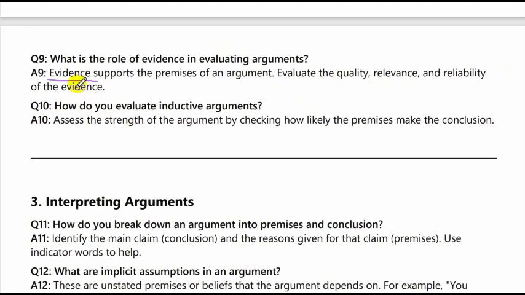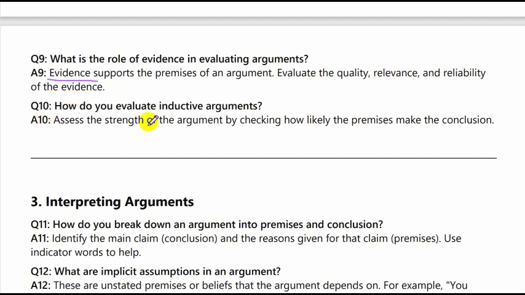So not only the argument or the premises need to be supported with evidence. See, we can have premises, but we also need evidence for those premises, and that evidence needs to be of reliable quality. It should be relevant, and we should be able to evaluate the quality of that evidence. So what is the role of evidence in evaluating an argument? The evidence must be relevant and reliable.